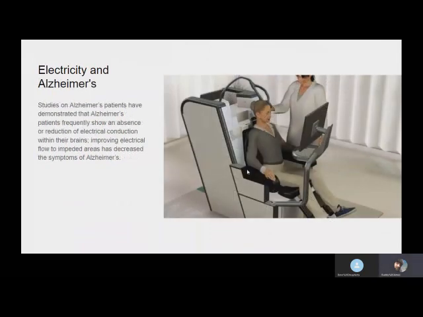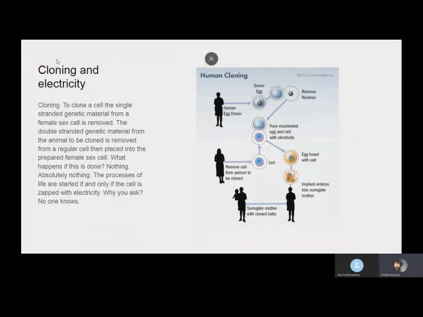Electricity in Alzheimer's. Studies on Alzheimer patients have demonstrated that Alzheimer patients frequently show an absence or reduction of electrical conduction within their brains. Improving electrical flow to impacted areas has decreased the symptoms of Alzheimer's, which is good. Electrical benefits helping the Alzheimer patients.